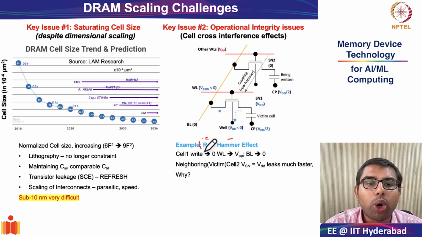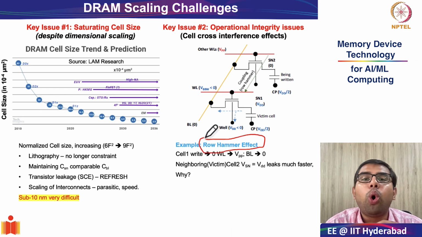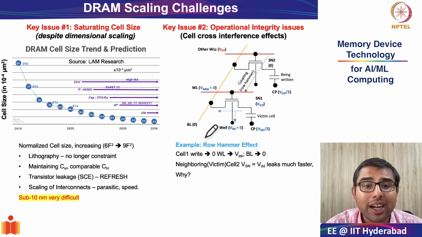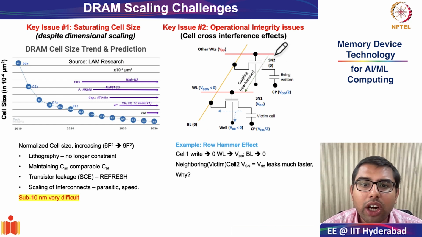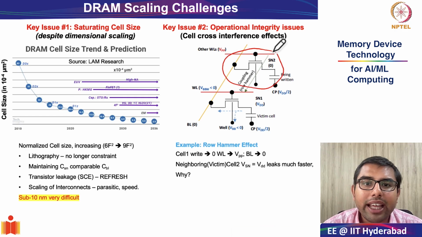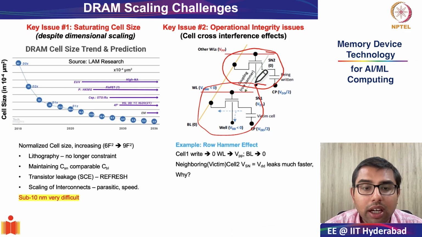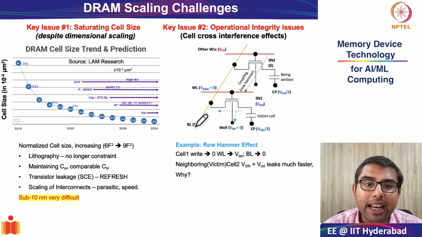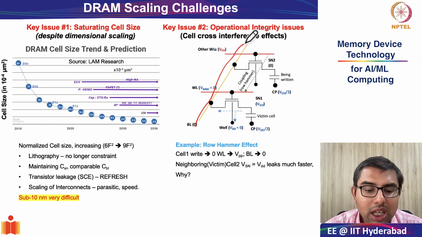It is called the row hammer effect. Now, this row hammer effect is a very serious challenge, and I will try to explain what it is. To explain the row hammer effect, I have taken two DRAM cells which are very close to each other, and what is common about these DRAM cells is that they have been connected to the same bit line.